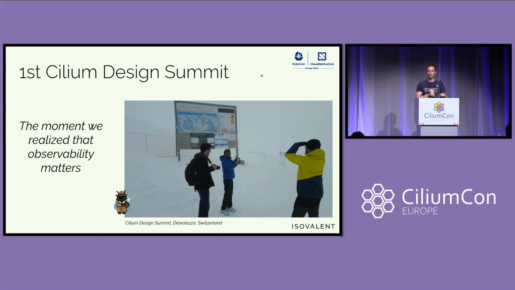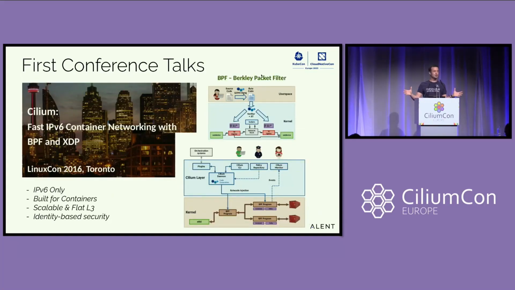Guess what? This is the moment we realized that observability really matters, because it was a horrible foggy day and the visibility was like 0. So we guessed we probably had to build some observability features into Cilium as well. This was the first conference talk, the real one, like a really big one, in Toronto, LinuxCon.